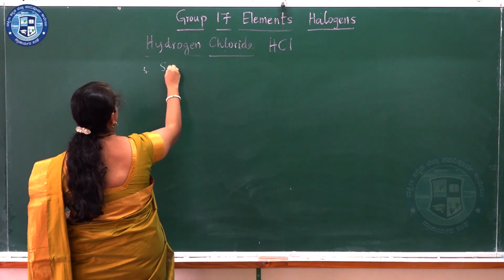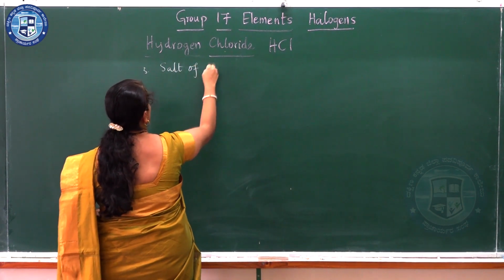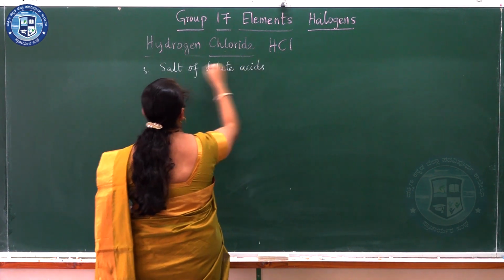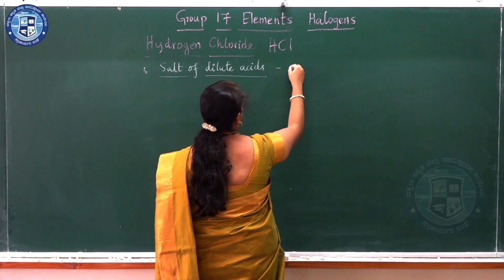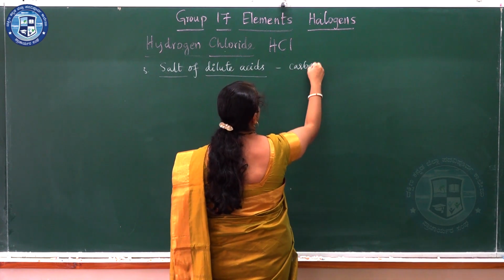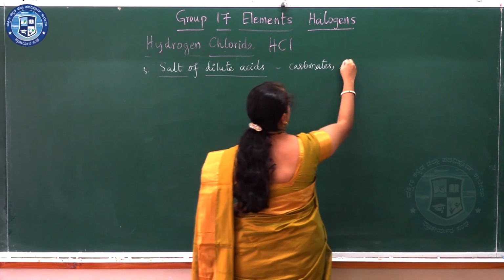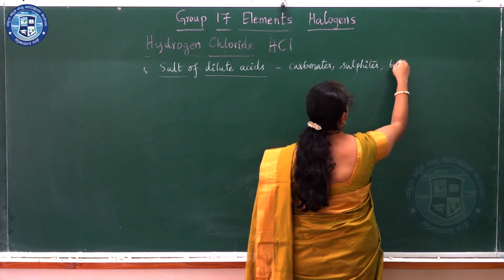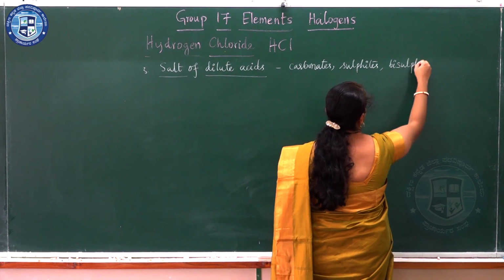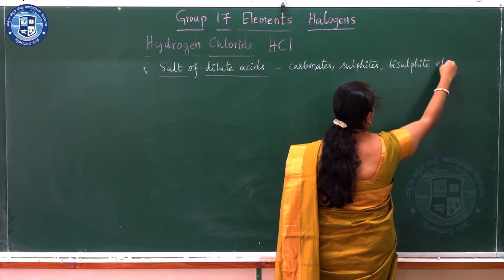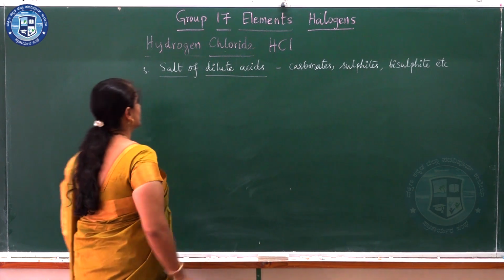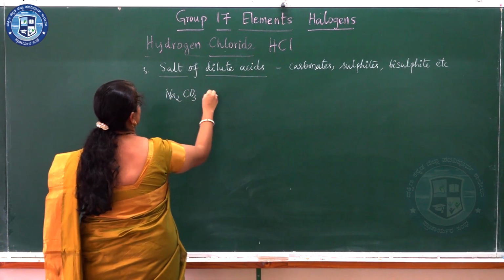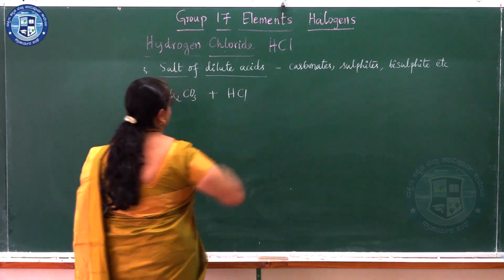Third set of reactions, salts of dilute acids. So, like carbonates, sulfites, bisulfites, etc. So in this, if you just check carbonates, I have simple sodium carbonate given to you. This on treatment with HCl.